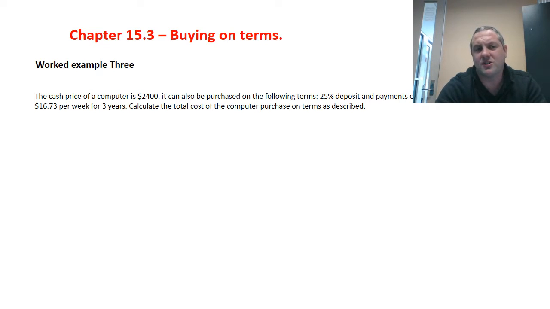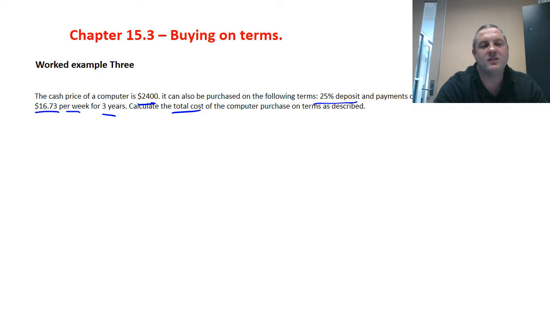Work example 3 shows this. So the cash price of a computer is $2,400. It can be purchased on the following terms. You have to place a 25% deposit and regular payments of $16.73 per week for 3 years. Now it's actually asking you to calculate the total cost of the computer purchase on terms as described.